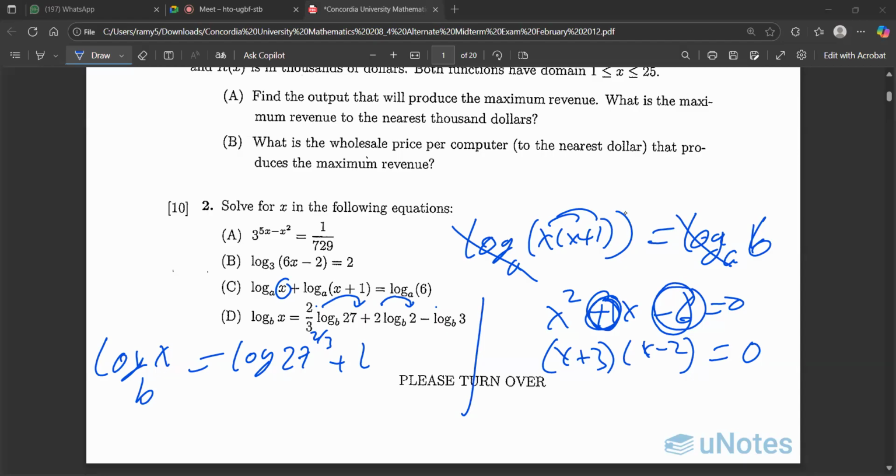And then log to the base b, 2 power 2 minus, or we can make it plus if you want, but it will be log 3 power negative 1 to the base b.